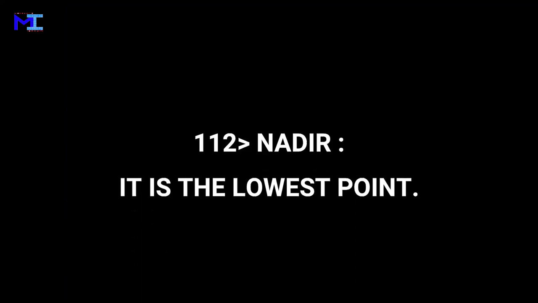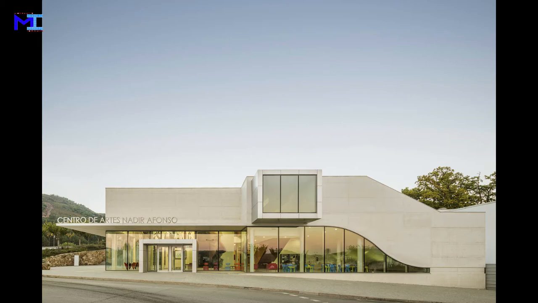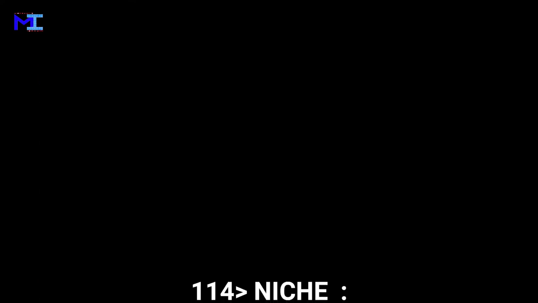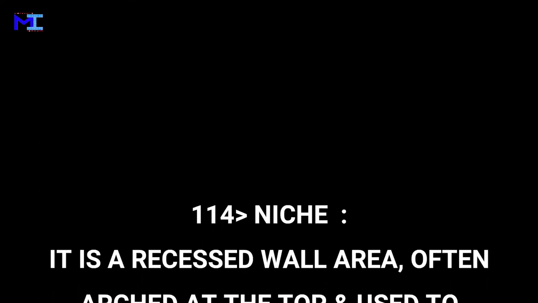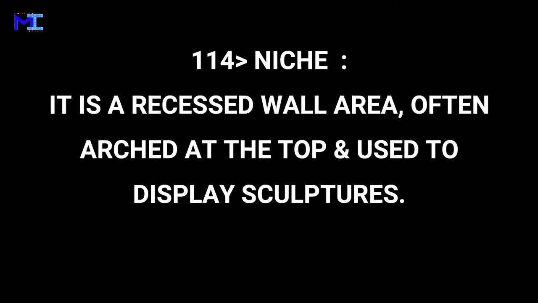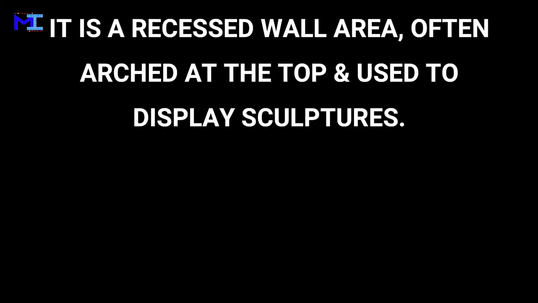Nadir, it is the lowest point. Necropolis, it is a burial ground. Niche, it is a recessed wall area, often arched at the top and used to display sculptures.